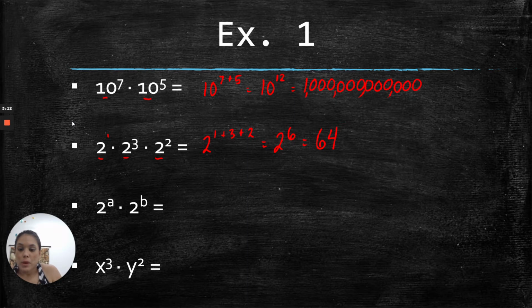Now, here we have still the same base and different exponents, but they're variables. So we're going to add our variables, 2 to a plus b. And this is my answer right here. And then x cubed times y squared. Here our bases are different. So the product rule does not apply to this, and our answer would stay the same. This would be our answer.